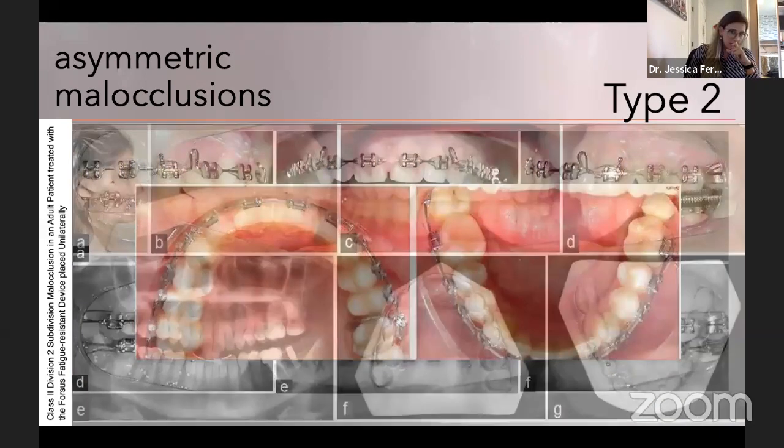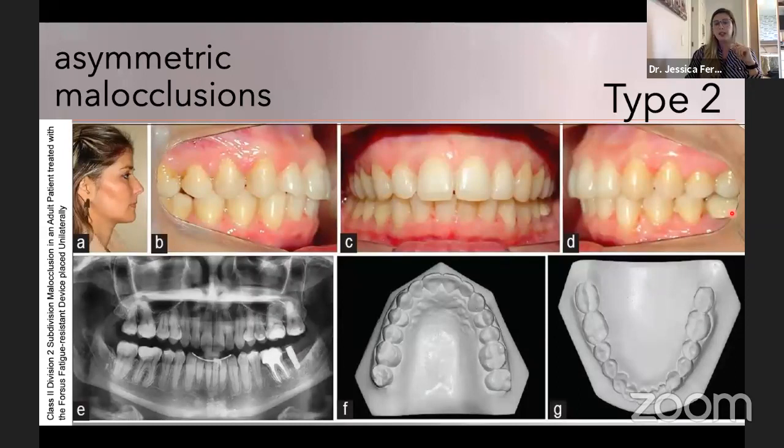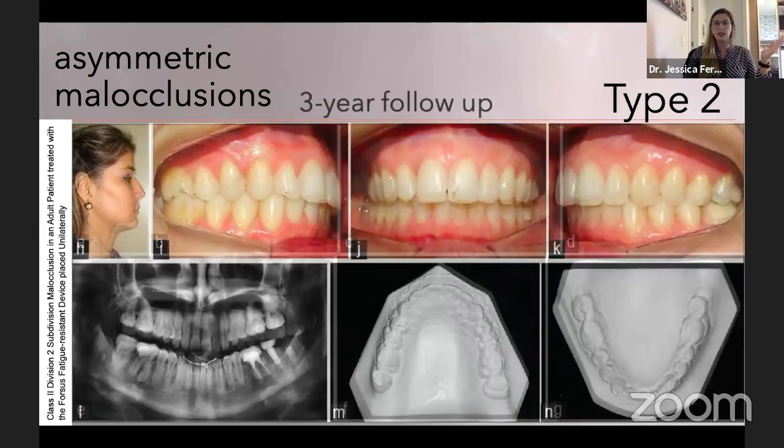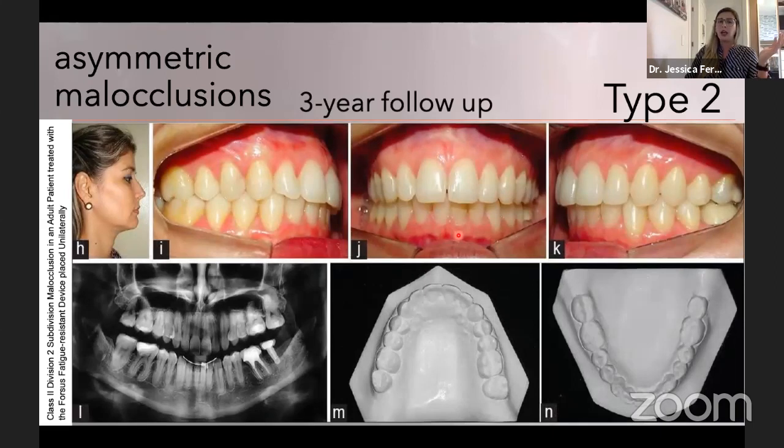It's a good alternative to treat. And we can see that at the end of the treatment, the patient ended with class 1 molar and canine relationship. However, I can see a little bit of dental midline deviation. But it was a good satisfactory result. And at 3-year follow-up, she maintained stable.